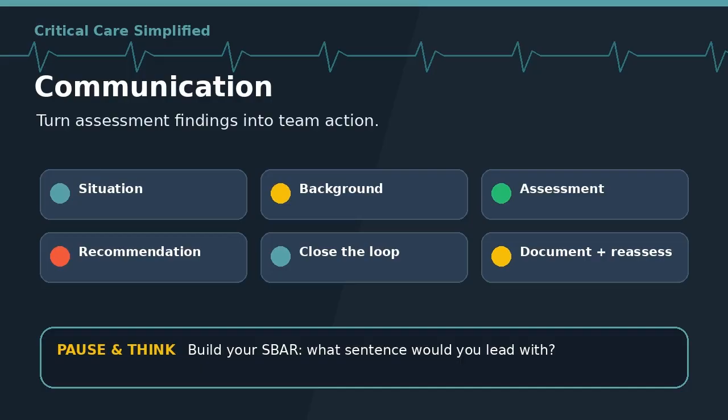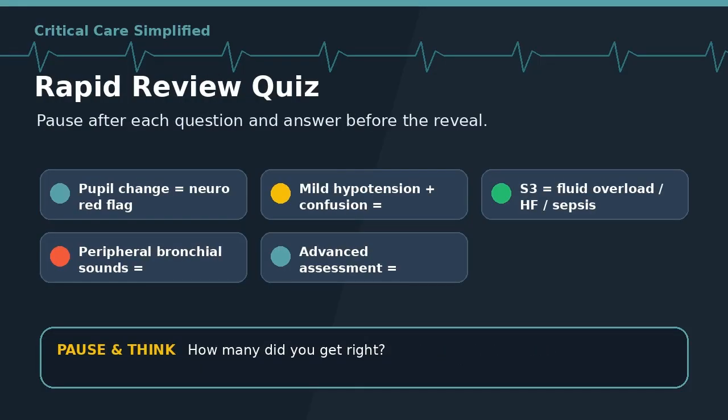Let's do a rapid review. Question 1. Which finding is an early sign of acute neurological deterioration? A sudden change in pupil size or reactivity. Question 2. A patient has mild hypotension, rising respiratory rate, and new confusion over a short period. What pattern should you suspect? Early multi-system deterioration requiring prompt escalation. Question 3. What does an S3 heart sound suggest in a critically ill patient? Possible fluid overload or decreased ventricular compliance, often seen in heart failure or sepsis.